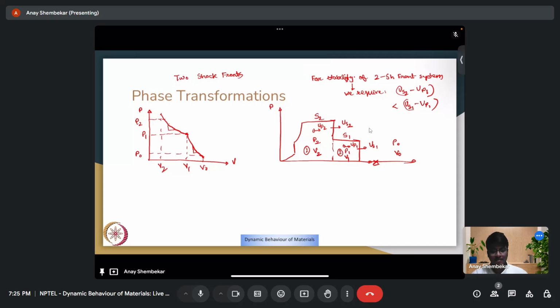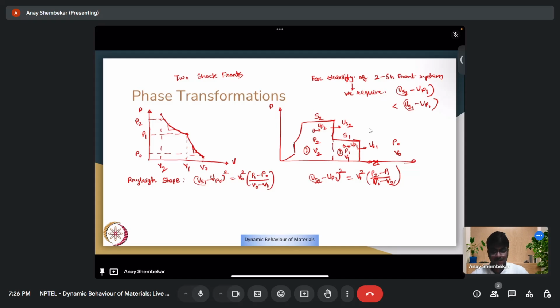Now to determine mathematically what the condition would look like, suppose we first write the equation of Rayleigh's law, the straight line joining the two points of transformation. You have (US1 minus UP0) whole square equal to V0 square times (P1 minus P0) upon (V0 minus V1). This is for the first shock front US1, and similarly you can write (US2 minus UP1) whole square equal to V1 square times (P2 minus P1) upon (V1 minus V2).